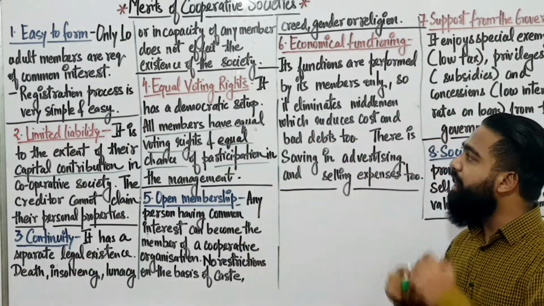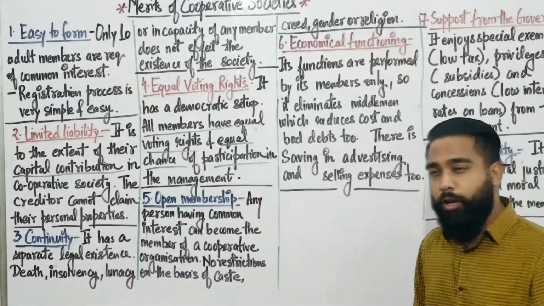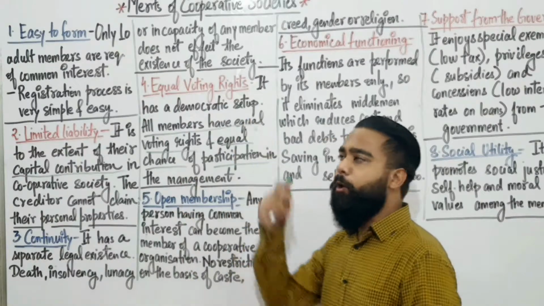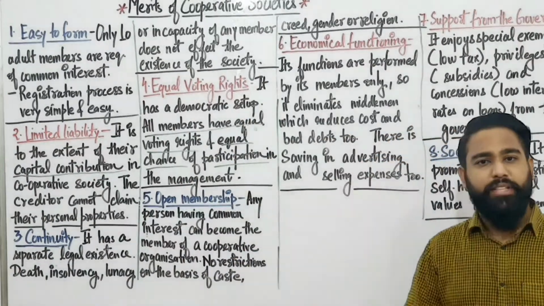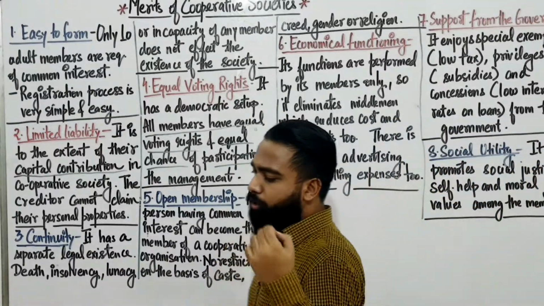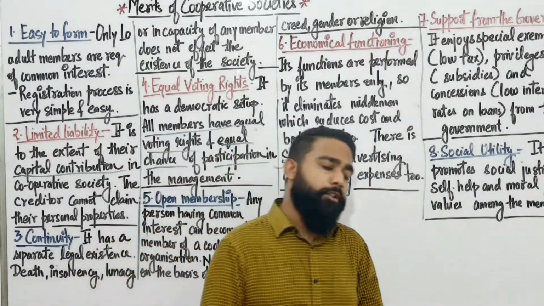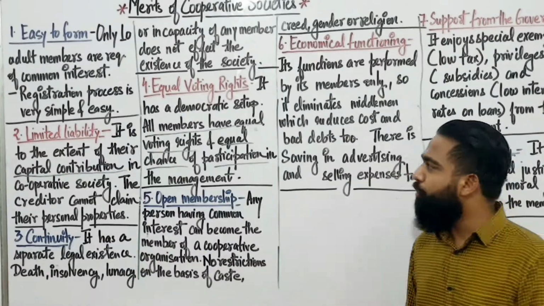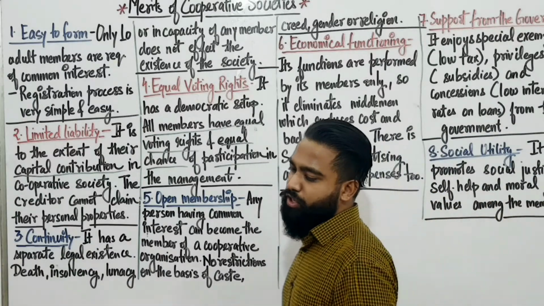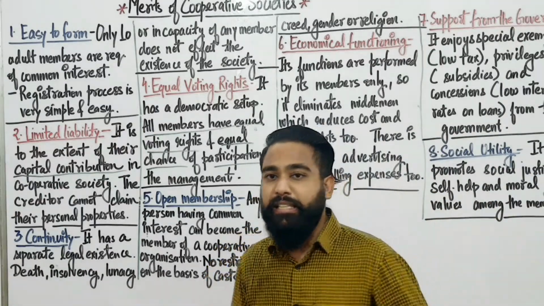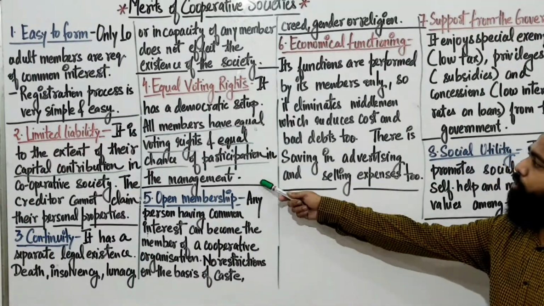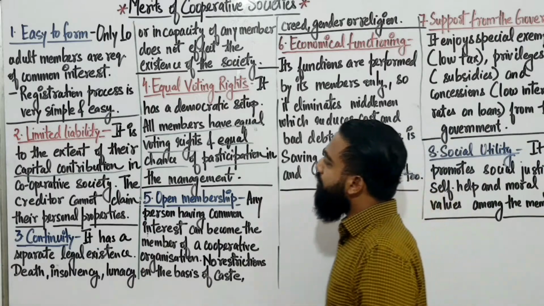Now, the fourth one is equal voting rights. As you all know, you have studied in the features that there is a democratic setup in the cooperative societies. All the members, those who have contributed 10 lakh rupees and those who have contributed 10,000 rupees, have equal voting right. They can vote and they have an equal chance of participation in making management decisions. So this is your fourth merit, which is equal voting right.